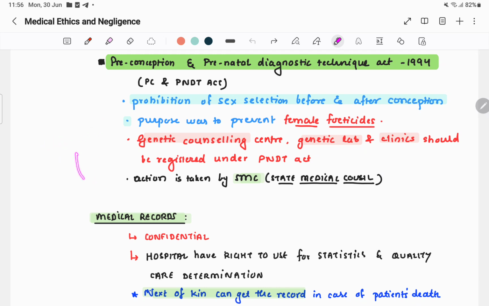So in India there is increased female feticide, right? People kill female fetuses. To prevent that, sex selection cannot be done beforehand. If it is done, action is taken by SMC.